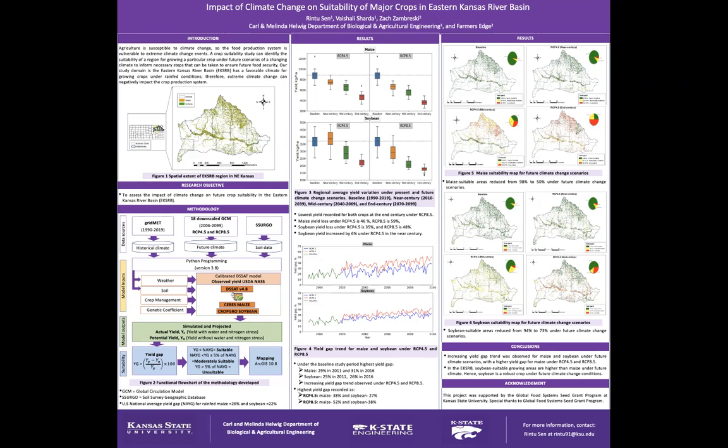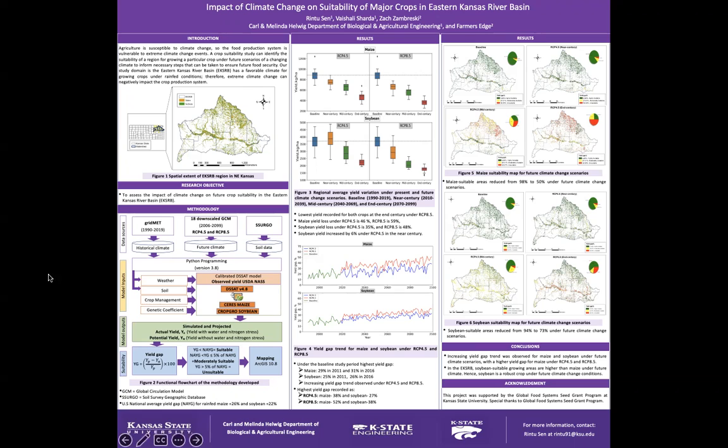In methodology, I am going to introduce a process-based crop model known as Decision Support System for Agrotechnology Transfer, or the DSSAT model. And the model has been used as a tool to assess the impact of climate change in crop production studies.